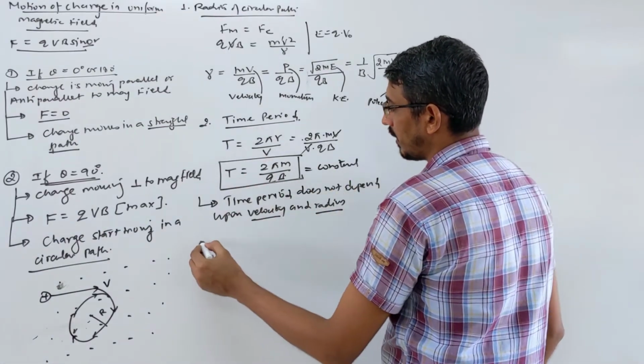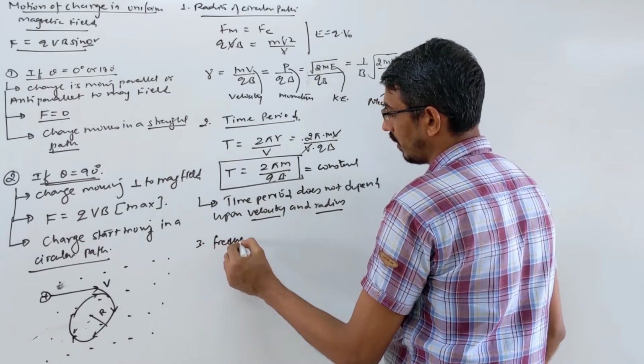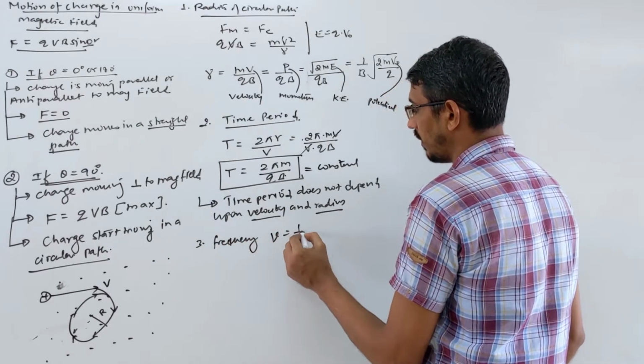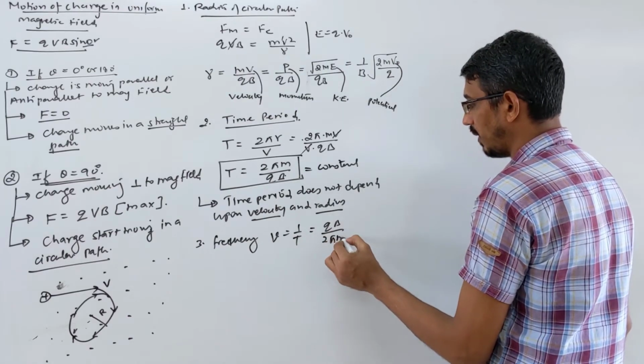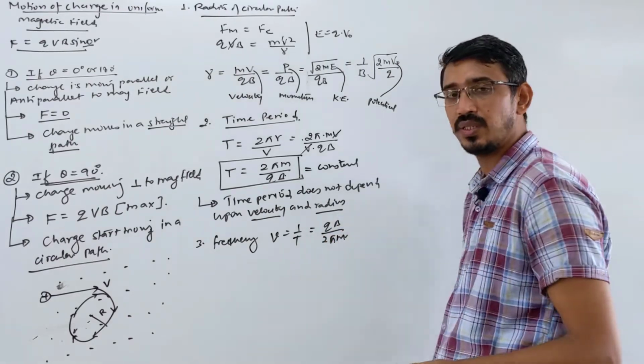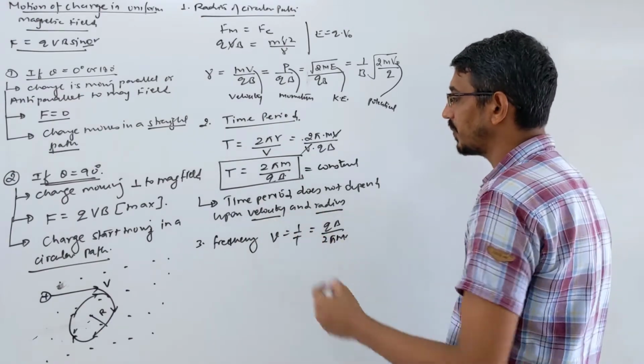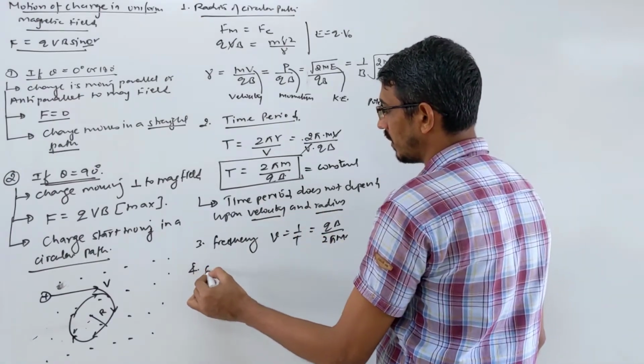If you know the time period, you can write the frequency also. Frequency is the opposite of time, 1 by T, or the inverse of this formula, qB upon 2 pi m. Done. This is also constant, and also does not depend on the same things. You can write angular frequency also.